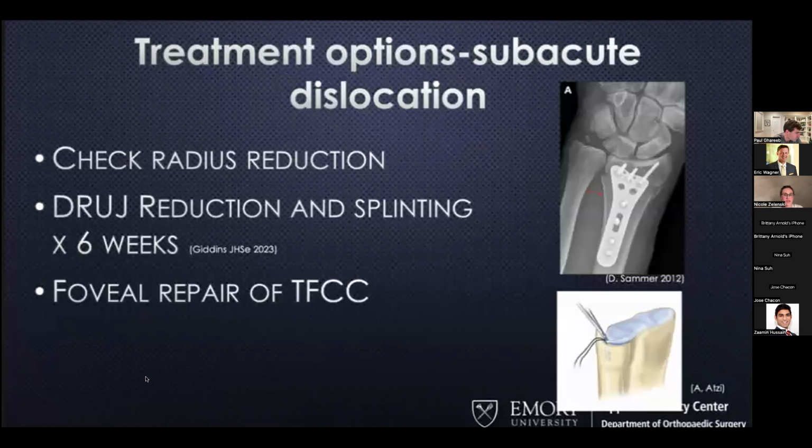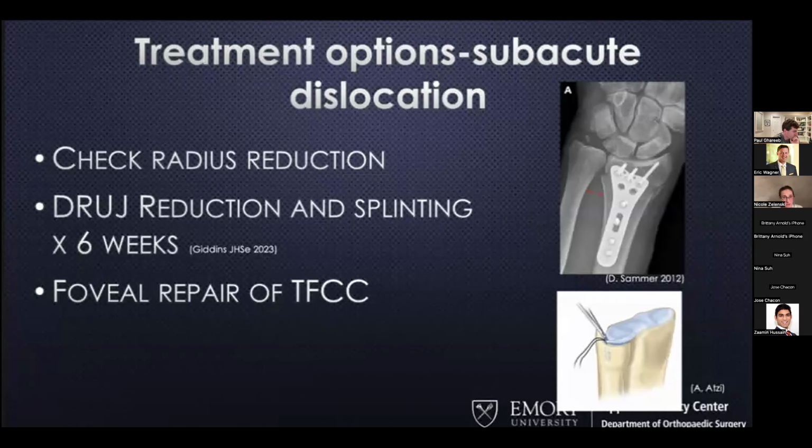So in the subacute setting, which is sometimes when you're picking this up, what do we do? What do we do if we find this at 6 weeks, when they come into clinic, they've really started mobilizing and they've noticed that something is wrong? So the first thing you do is check your radius reduction. Doug Sammer and I think Dr. Brogan studied this out of HSS and showed that just a couple of millimeters of coronal plane deformity, like is shown in this figure here, can cause DRUJ instability. So it's really important to get that reduction right.